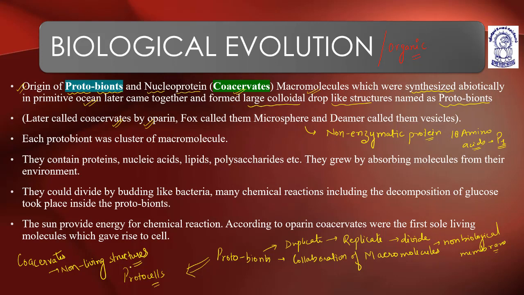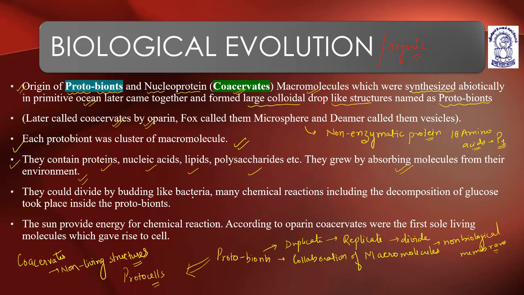Understood? So basically, these coacervates are a collection of organic molecules, meaning they are protobionts. They are a collection of macromolecules surrounded by a non-biological membrane, maybe a membrane made up of water, a water film. So this is a coacervate. Each protobiont was a cluster of macromolecules. They contained proteins, nucleic acids, lipids, polysaccharides, all the essential requisites for the formation of these protocells or protobionts. They grew by absorbing molecules. They have an inherent capacity to absorb molecules from their environment.